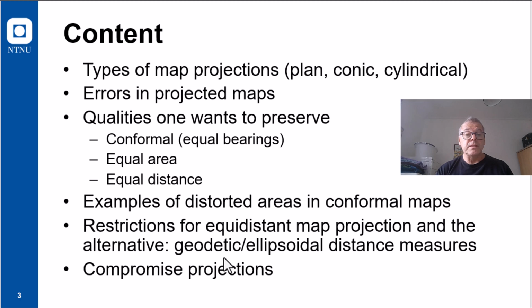Common for all of these is that maps will be distorted, and very much so for conformal maps we will have distorted areas. So I will give some examples of that. And true equidistant map projection does not exist. So there are some restrictions involved, and I will talk about these and also present an alternative, the geodetic ellipsoidal distance measures. And then finally talk about compromise projections, where none of the qualities are preserved, but they are all tried to be minimized.